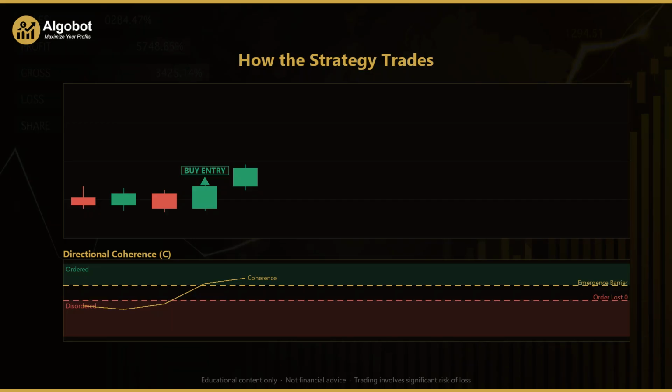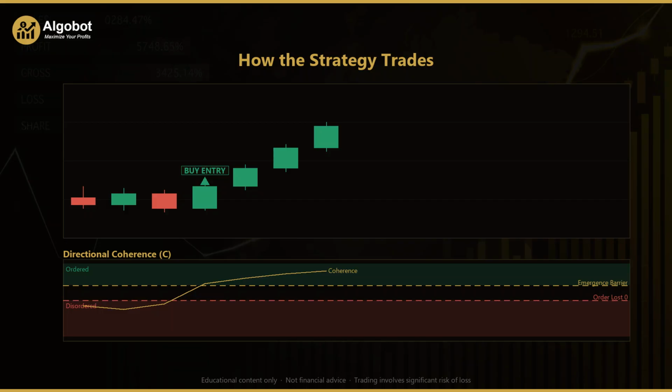A run of higher closes begins to string together. Each new candle closes above the one before it. And because the direction stops flipping, the coherence signal climbs quickly and pushes up through the gold barrier. This is the emergence event. Because the net displacement across the window is positive, the newly formed order points upward, and the strategy signals along. You can see the buy entry marker appear right there, as order is born.